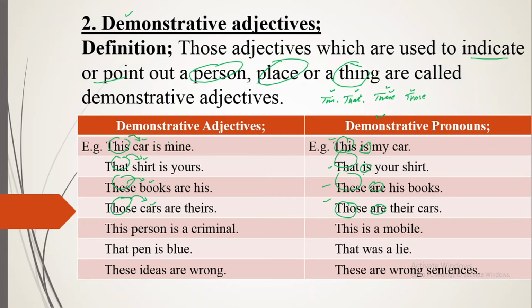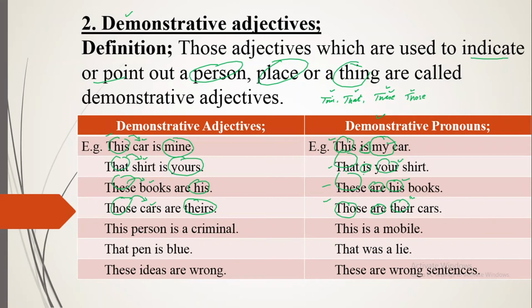Second difference: if you are using them in a possessive case, if you are using demonstrative adjectives, you will use possessive pronouns. See, mine, yours, his, and theirs. And if you are using them as demonstrative pronouns, you will use the possessive adjective case, not pronoun, like my, your, his, their. So this difference you need to note, then you will be able to understand. And without possessive case, you can also use them.